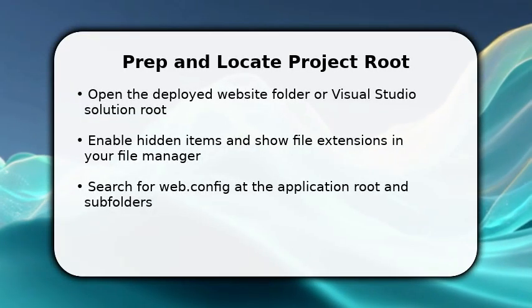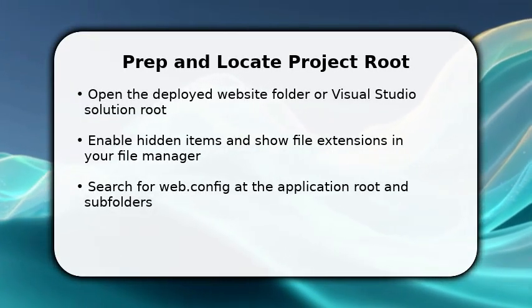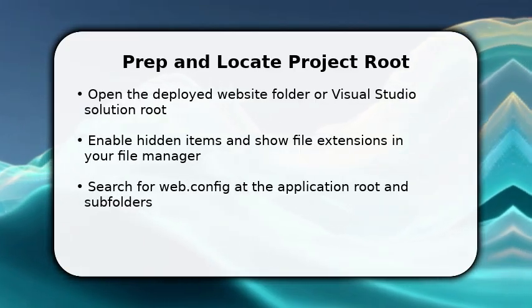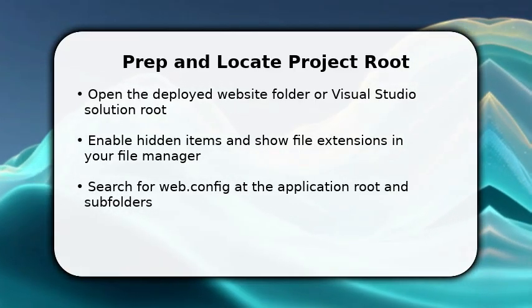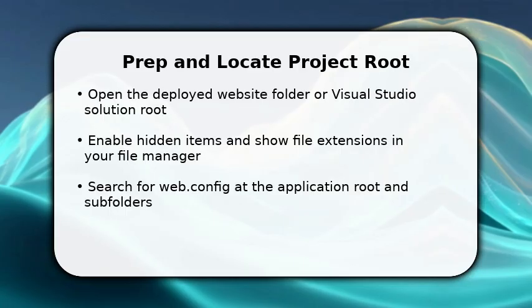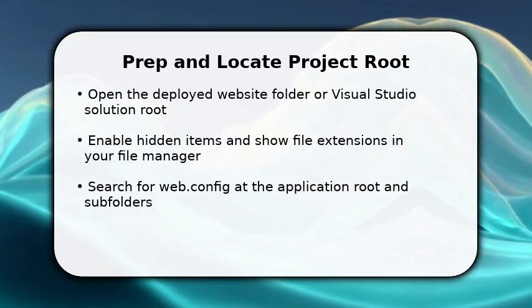You will start by targeting the app root where IIS or your project serves files. Open the site folder or the Visual Studio Solution directory. Make sure hidden items and extensions are visible so Web.config isn't hidden. Once done, use the File Manager search limited to the root and immediate subfolders.